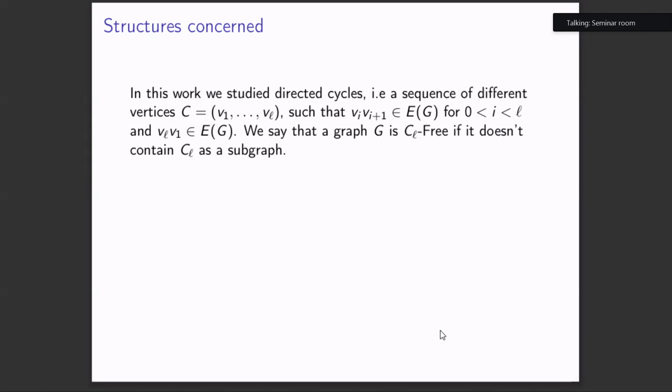We also will refer to a graph as free of some structure. In our setting, a graph is cycle of length L free if it does not contain a cycle of length L as a subgraph. Okay, we'll be studying mainly those graphs.